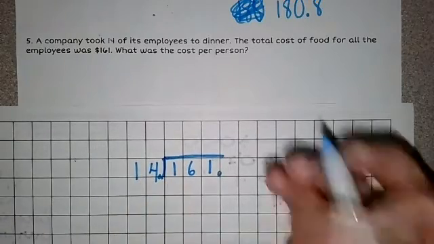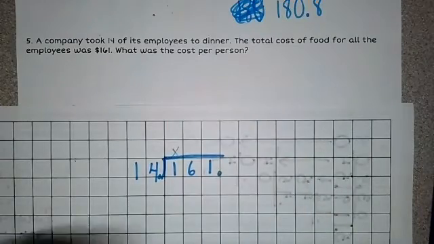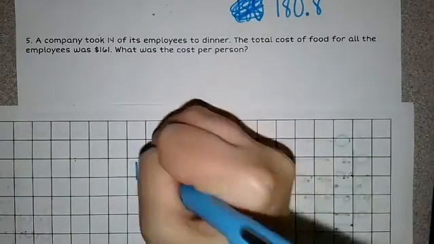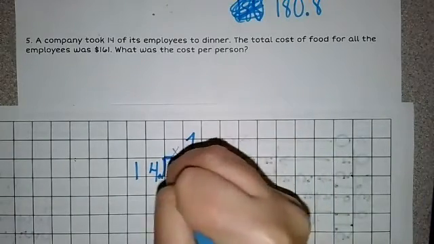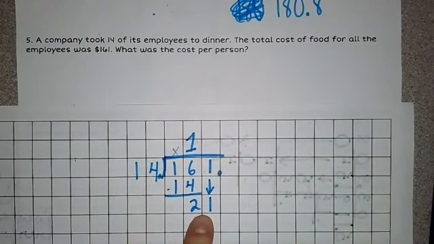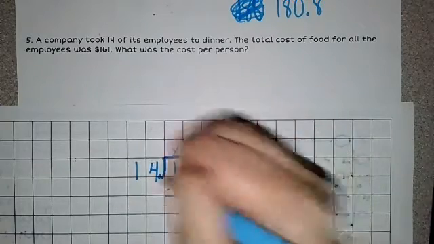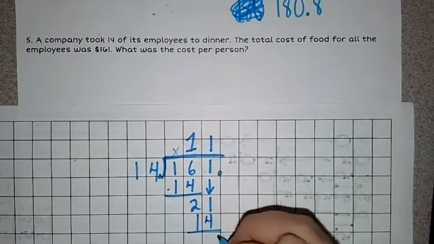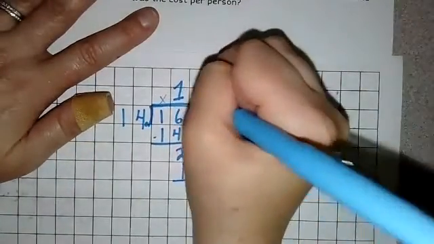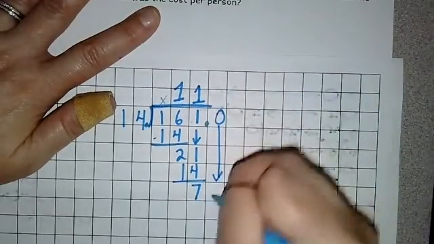Alvaro, how many 14s are in 1? Thank you. Alvaro, how many 14s are in 16? 1. 1 times 14 is 14. When you subtract, you get a 2. Bring down the 1. Alvaro, how many 14s are in 21? There is 1. 1 times 14 is 14. When you subtract, you get a 7. Now, Alvaro, am I allowed to have a remainder? No, I got to annex a 0 and drop it down.